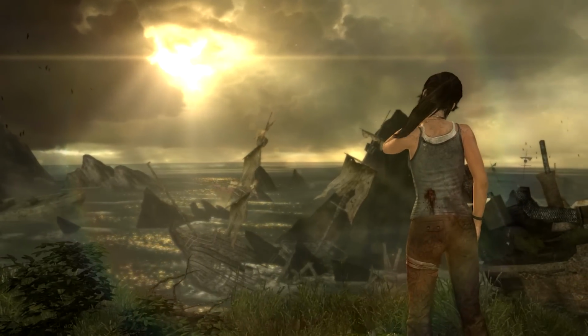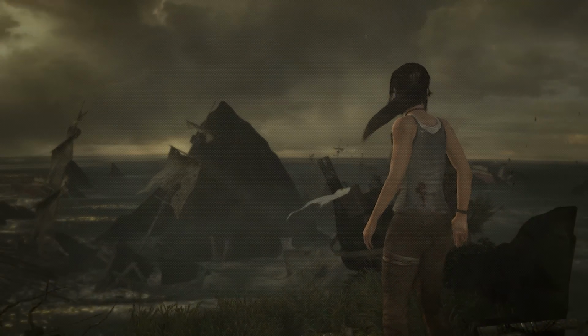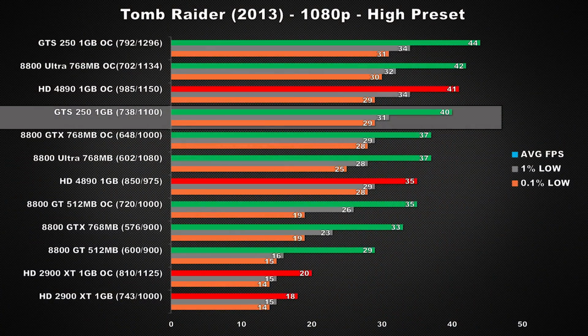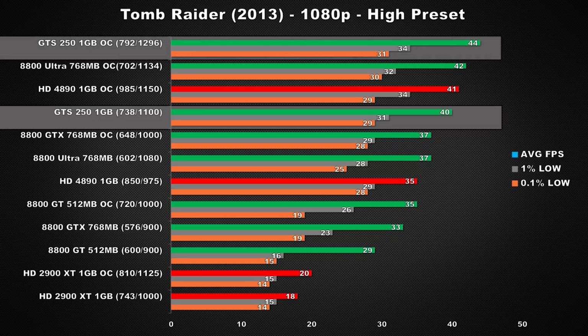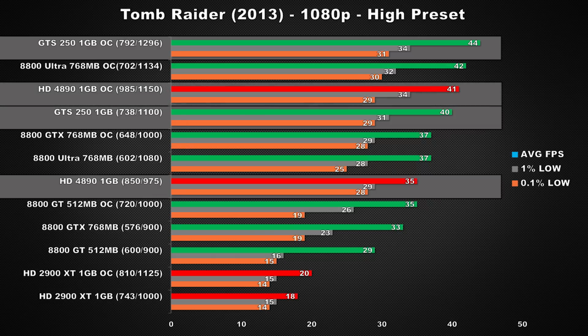Now let's take a look at the 2013 version of Tomb Raider, and at 1080p using the high preset, the GTS 250 averaged 40 frames per second, and overclocked that number jumped up 10% to 44. Unfortunately, the 4890 only averaged 35 frames per second, and when it was overclocked it went up 17% to 41. Definitely a nice increase, and no issue with GPU usage, but the card kind of fell apart at high settings. It does alright at the normal preset, but this title plays a little too well with Nvidia cards. It's also worth mentioning frame times were tight on all the cards tested.